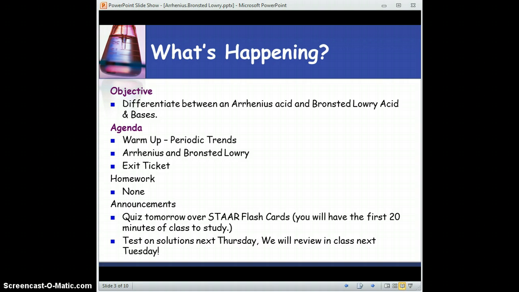You have a test on solutions next Thursday, so that means starting all the way with what we talked about with solubility when we dissolved the sugar cube up until now. So it's a lot of material. We will review in class on Tuesday, but I was just going to put that on your radar for next Thursday.